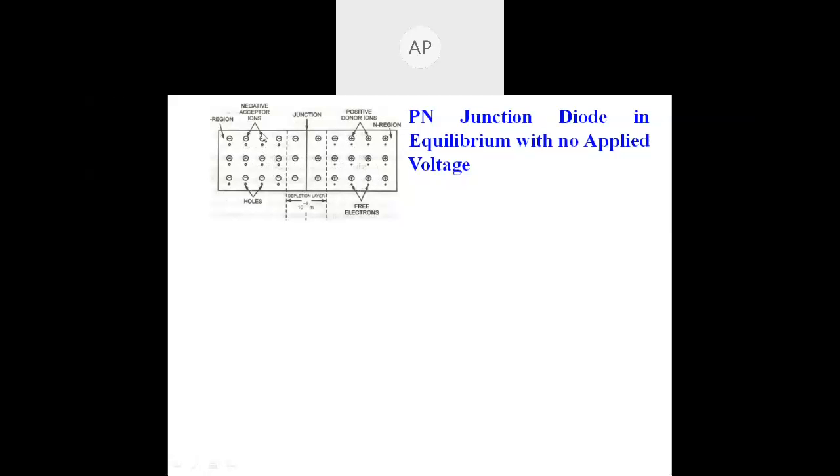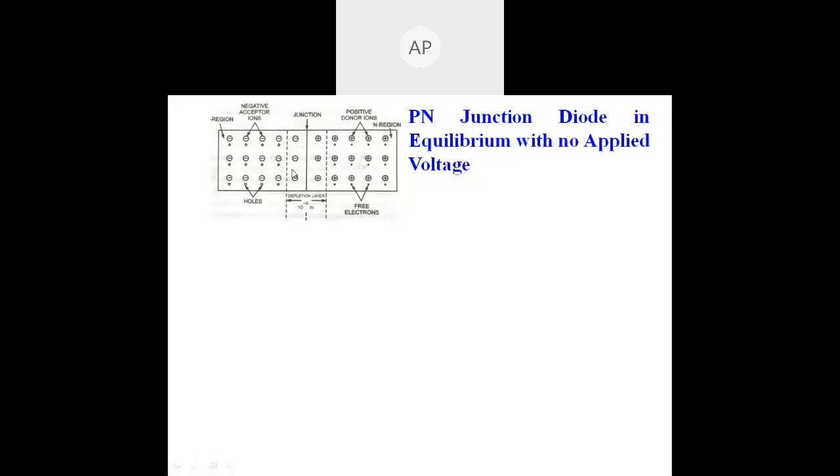Now what will happen to these holes from the P side material and the electrons from the N side material? The electrons from the N side material have a tendency to cross the junction. Once they cross the junction, the free electrons combine with the holes, and recombination takes place between electrons and holes, and they disappear. So a diffusion process takes place near the junction.